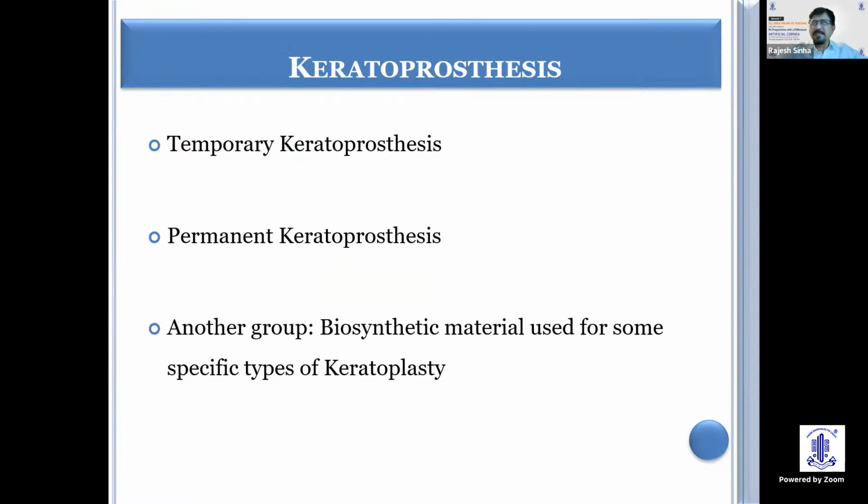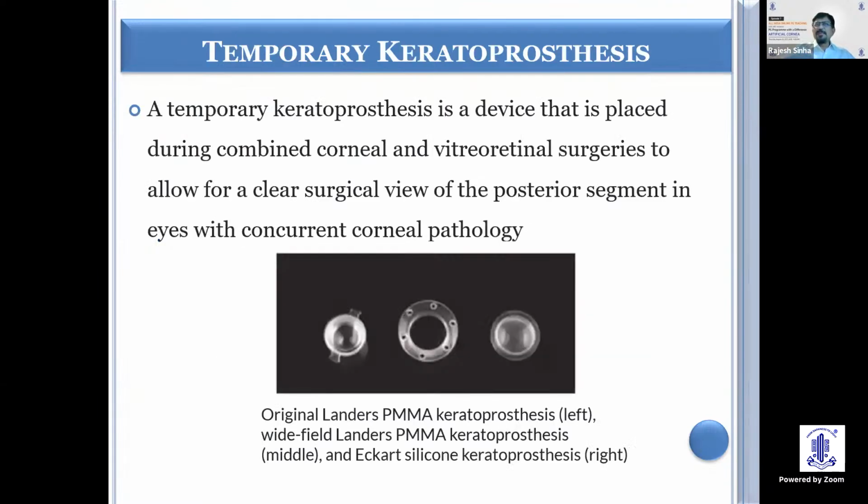Now, when we are discussing keratoprosthesis, we have to discuss temporary keratoprosthesis, permanent keratoprosthesis, and another group which includes biosynthetic material, which is used for specific types of keratoplasties. When we talk about temporary keratoprosthesis, it means a device which is used temporarily to clear the visual axis. So why do we use it temporarily?